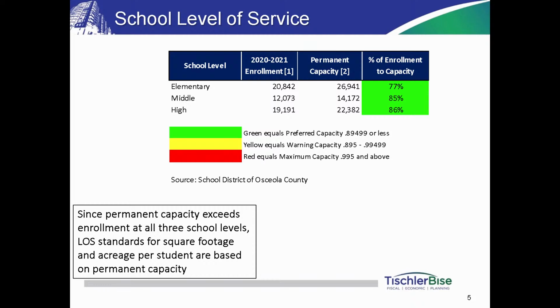And since we are under capacity in terms of enrollment versus permanent capacity in the schools themselves, we use the permanent capacity to determine the level of service standards. If we used the actual enrollment within the schools themselves, we would be representing a higher level of service, meaning that we built the schools to operate at 100%. But if we're at 75%, we're charging new growth for a higher cost than what we've stated as a system that we're going to provide.